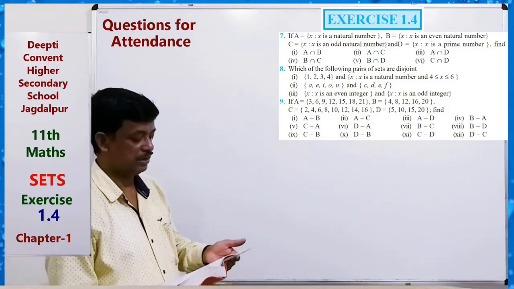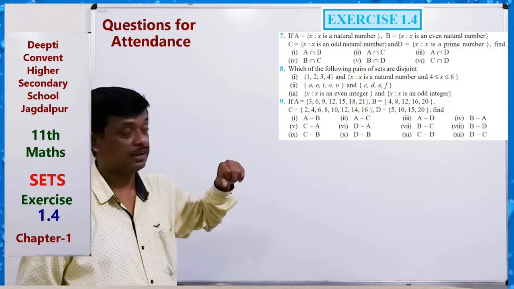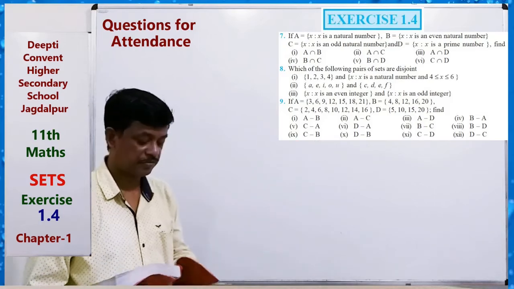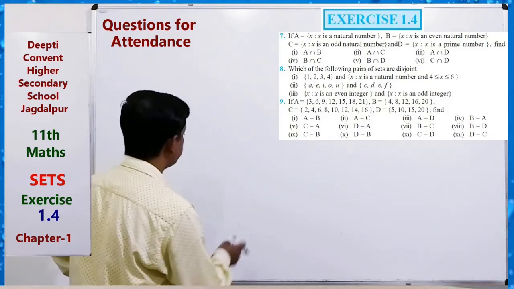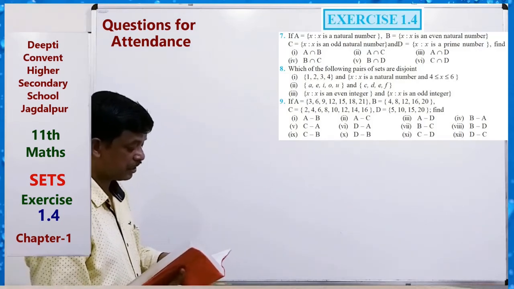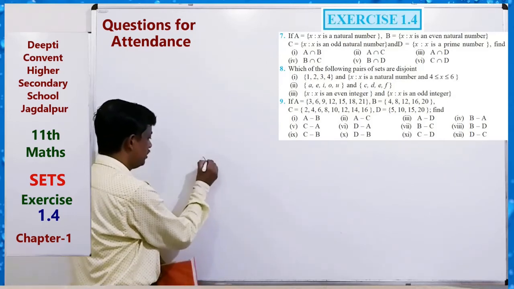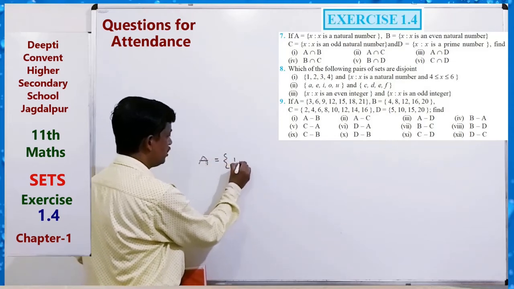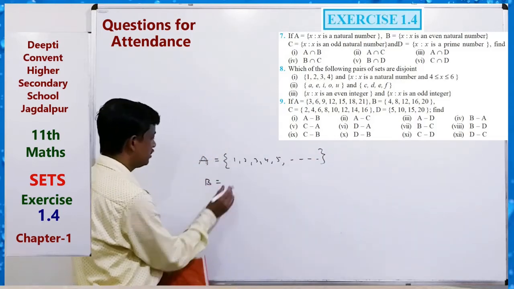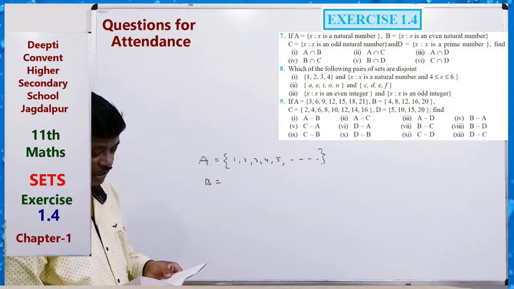Given 1, 2, 3, 4, 5: A intersection B, A intersection C, and so on. These we have to find. But here the sets are given in set builder form, so you have to write the answer also in set builder form. For the first one, A intersection B: A is x such that x is a natural number, so 1, 2, 3, 4, 5 are the natural numbers. B you have to write in roster form: B, x is an even natural number.